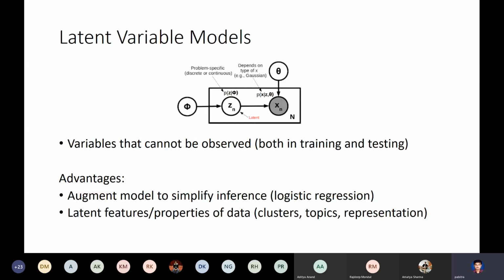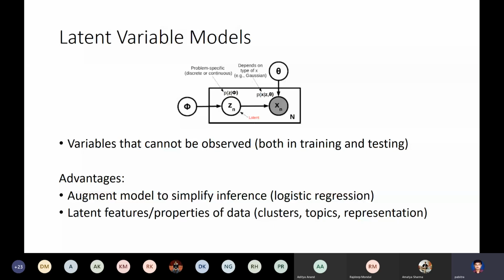So what is the advantage of this latent variable model? The advantage is that often you can think of zn as a variable augmentation. You introduce additional variables in addition to x. Often this simplifies the entire inference process. We will soon see an example. It may appear a bit counterintuitive. We are introducing more variables. Why should it simplify? But we'll soon see that it may sometimes simplify the model.